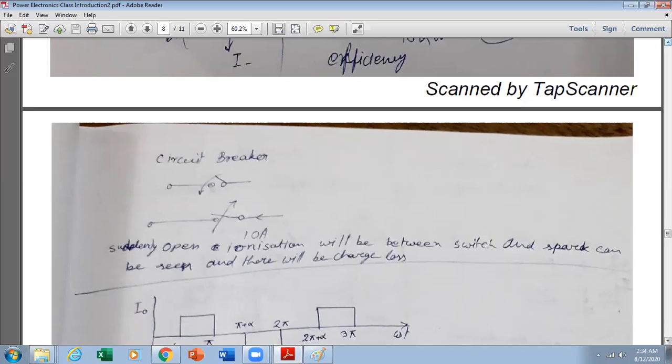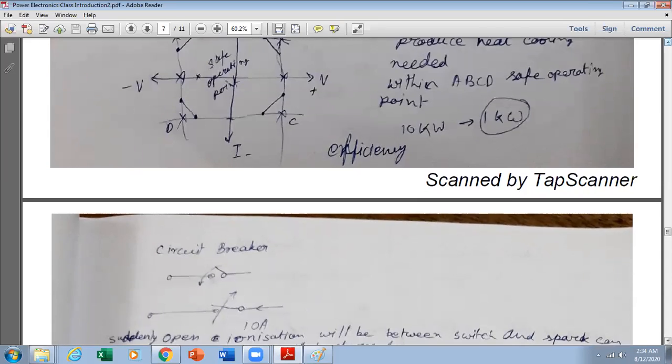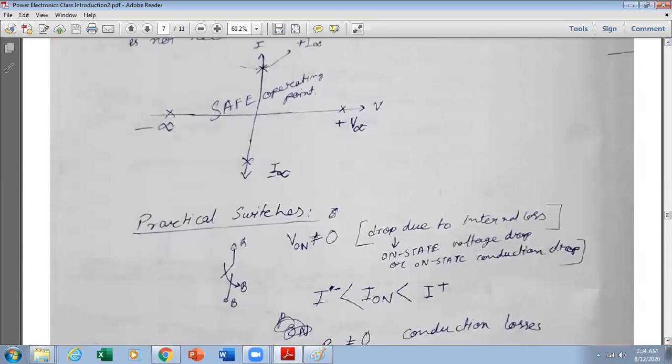Just after opening, there will be the spark. Spark is actually the ionization process happening in the air due to sudden breakage or sudden opening of the conducting wire. That is seen, and there will be some charge loss. Due to this, there will be some charge loss. Up to this, anybody has any question?